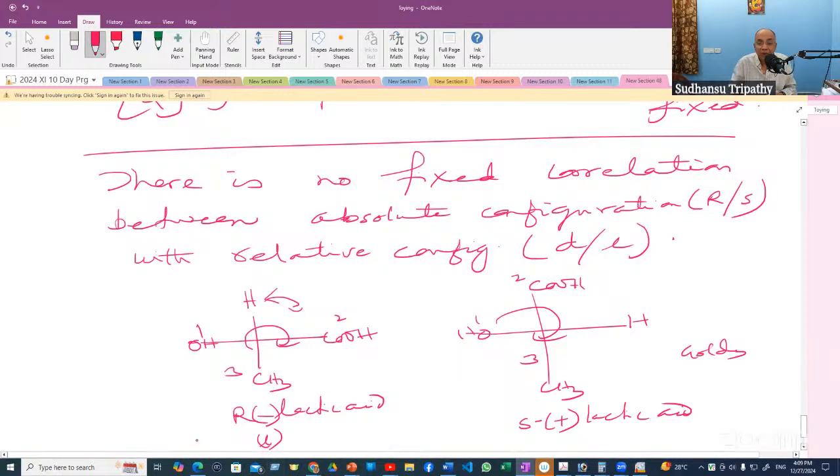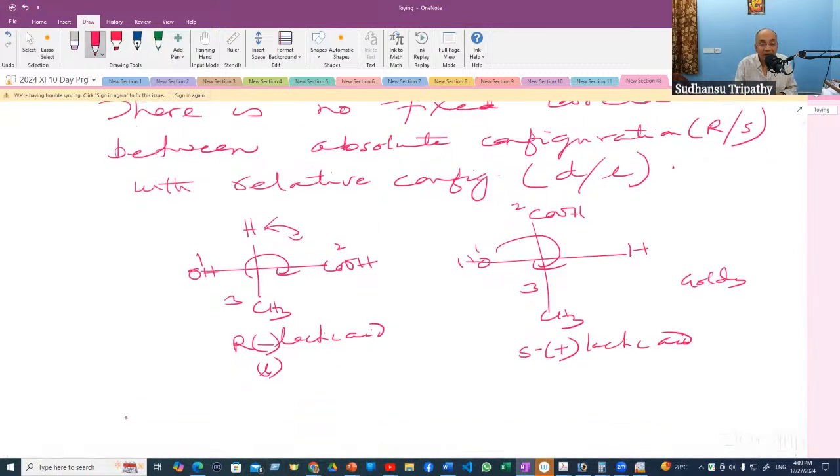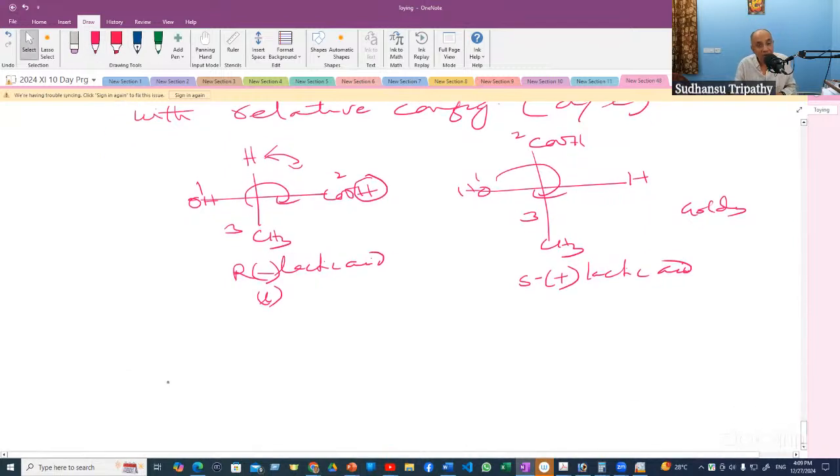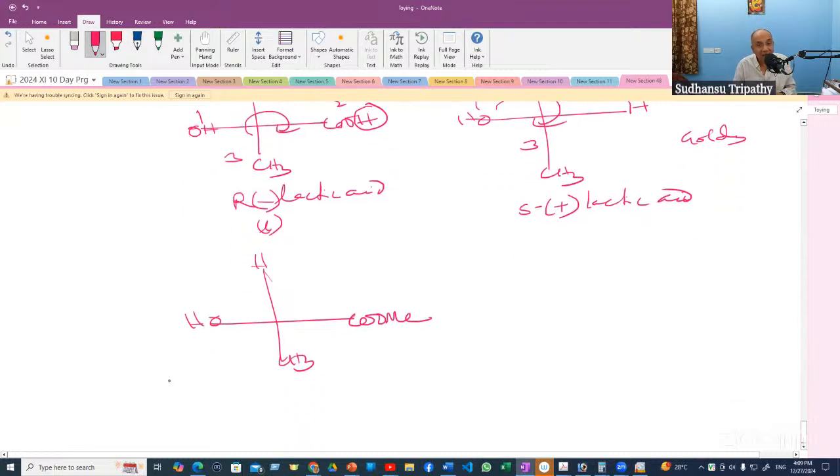But if you make a little change one mile apart, I will make it methyl ester, but the configuration is the same, R. COOMe, and all others remain the same. This will be called methyl lactate, R. The priorities are not changing. Relative priorities are not changing because you are making a change miles away. So this will be R methyl lactate, but this is plus lactate.